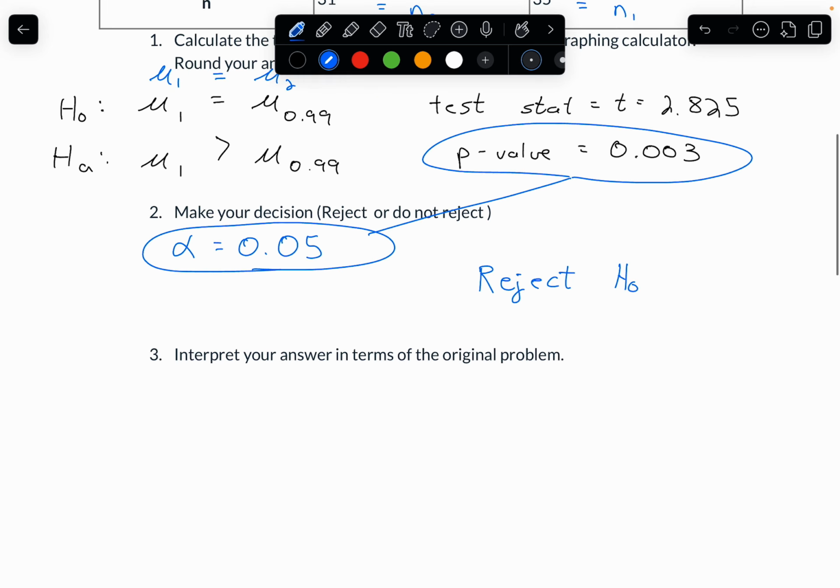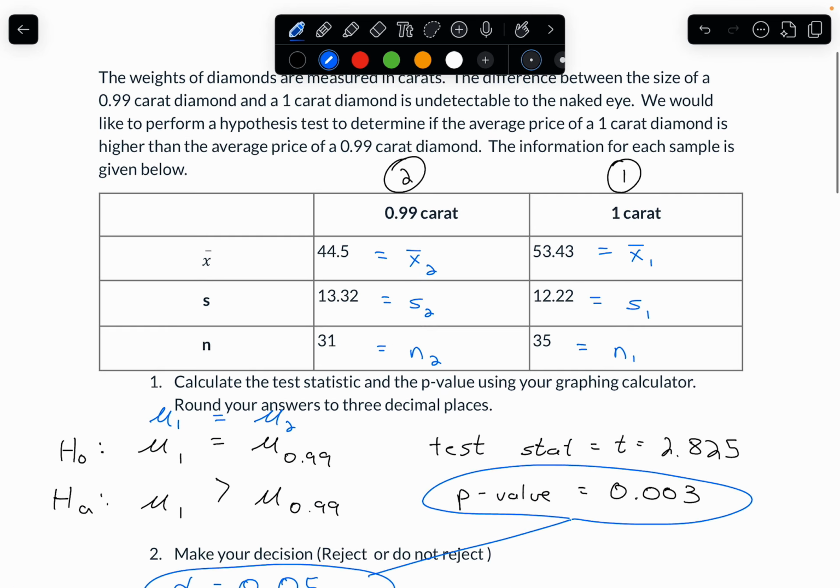And then for step 3, interpreting our answer, that means that there is enough evidence to support the claim. So there is enough evidence to support that. And I'm going to just look at the claim that's being made here. What question were we asking? So we wanted to perform a hypothesis test to determine if the average price of a 1-carat diamond is higher than the average price of a 0.99-carat diamond. So there is enough evidence to support this claim.